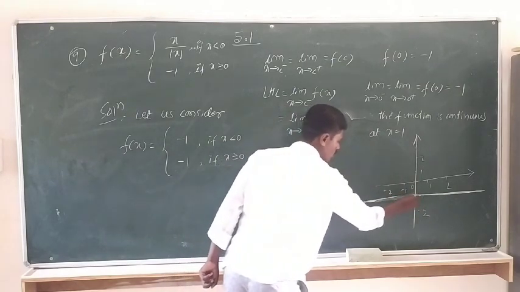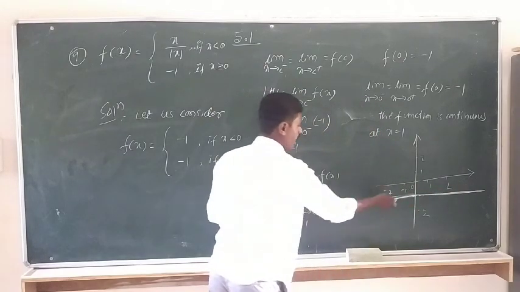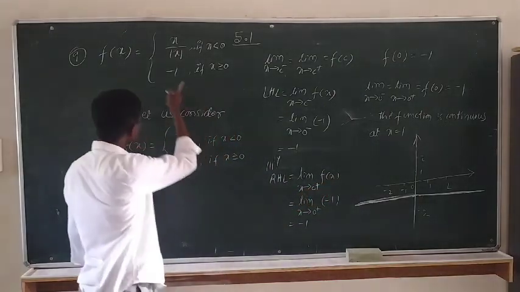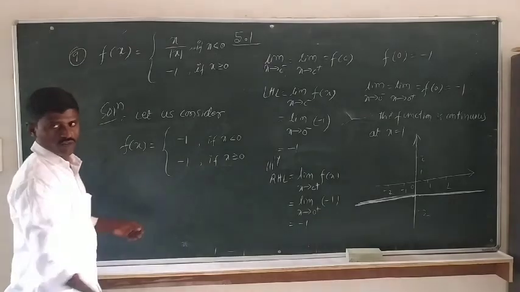We can draw this graph without lifting the chalk piece or a pen. Hence, this is a continuous graph. This is the graphical representation of this function. It means this is a continuous function.